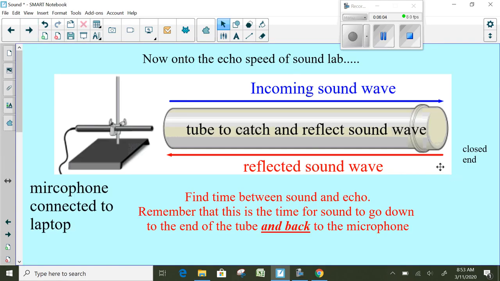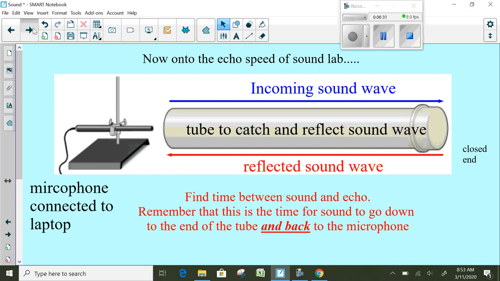The way the class did it in lab is we had a tube that was closed off at one end. This is essentially our echo chamber. We're going to make a sound, and there's a microphone to catch the activity. We're going to clap our hands or click our fingers. The sound goes down the tube, hits, bounces off, and comes back out, and the microphone records the sound and its echo. So we'll be able to find the time and the distance and calculate the speed.